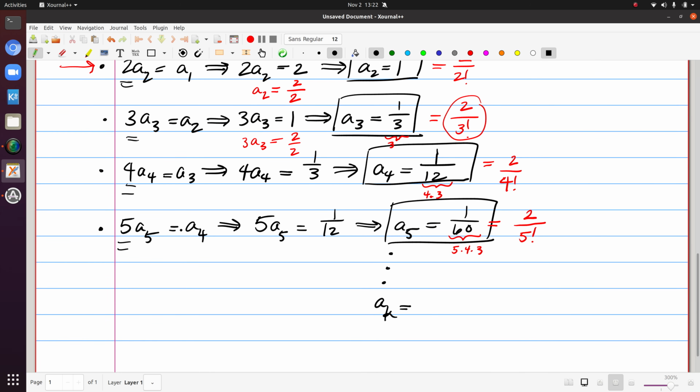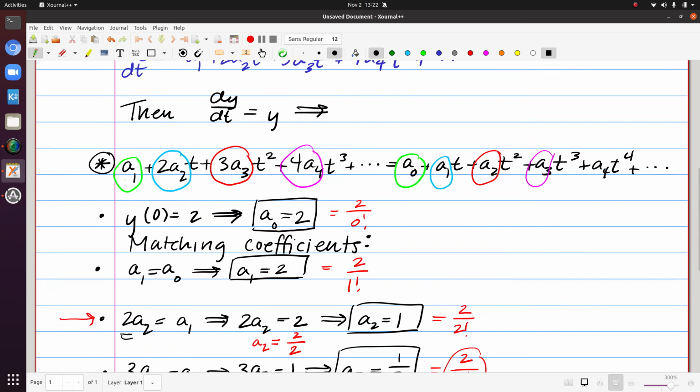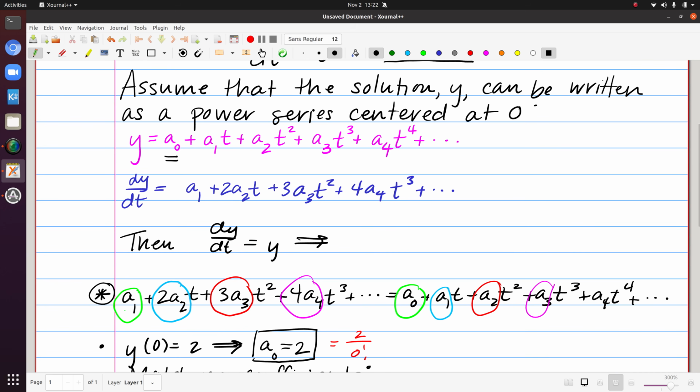However, at some point I get to the realization that it looks like my coefficients are 2 over k factorial. So let's think about what this means. I started with the assumption that my solution is this power series. And of course, I could put that power series into sigma notation if I wrote it as a sub k t to the k for my terms and sum from k equals 0 to infinity. What we just found is a formula for a sub k. We said that was 2 over k factorial.